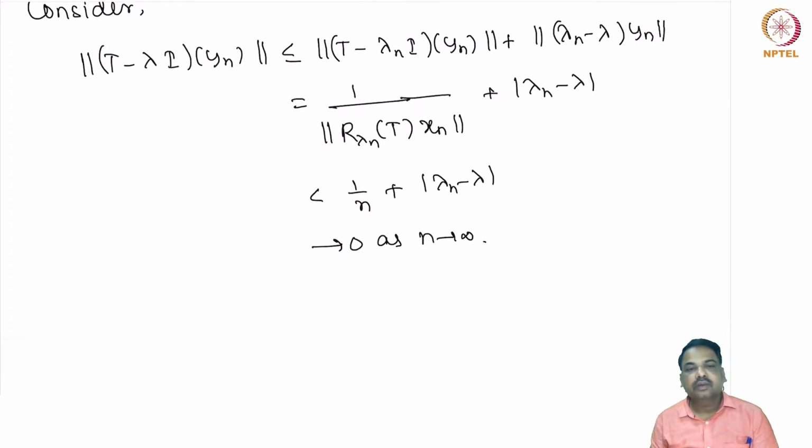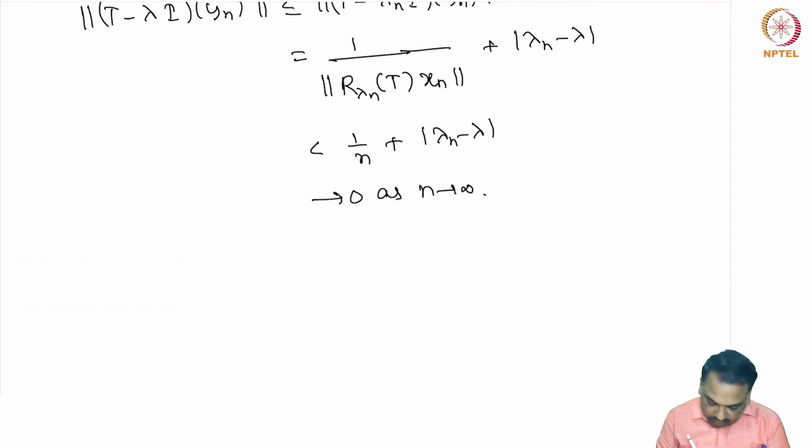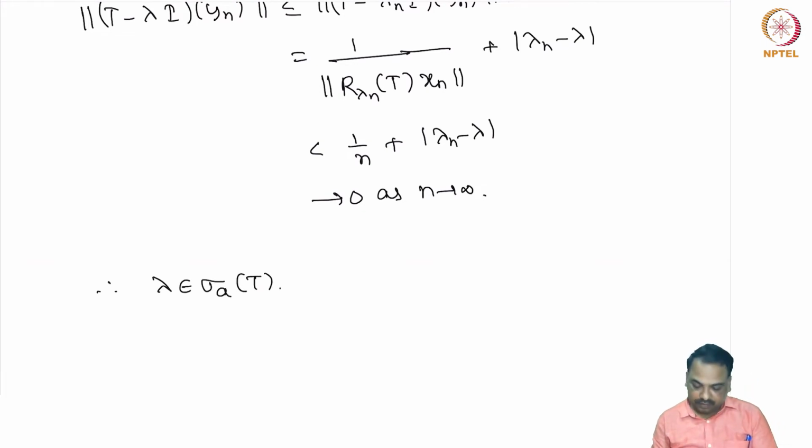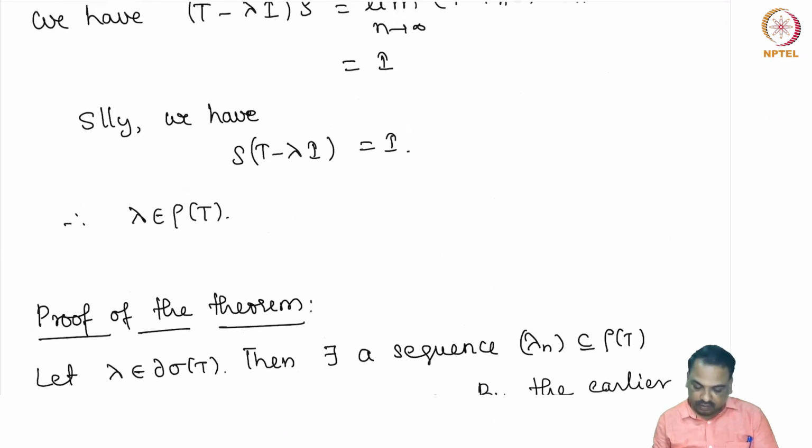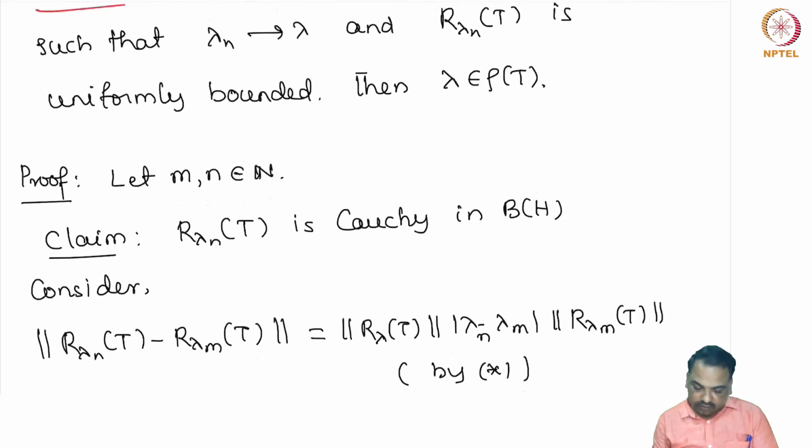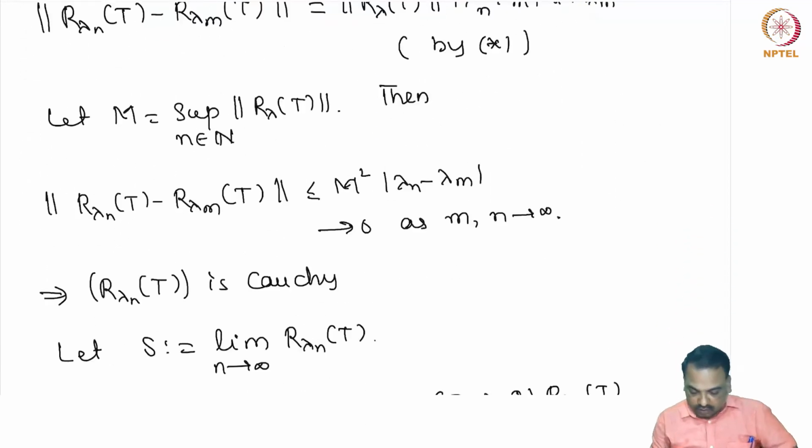So we have shown that there exists a sequence of unit vectors yn such that the norm of T minus lambda I yn goes to 0. So therefore we can say that lambda is in the approximate point spectrum of T. Okay, so this completes the proof of this result.